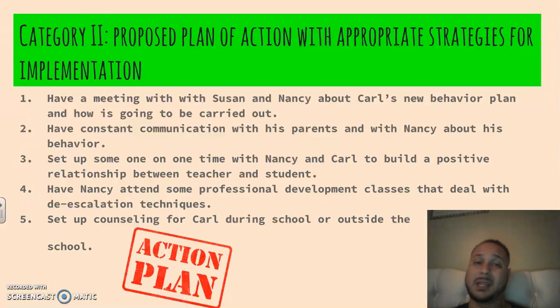Is it happening every single day? So we have to keep constant communication. The third one is to set up some one-on-one time with just Carl and the teacher, to see if we can build a positive relationship with the student and the teacher. Sometimes Carl just doesn't have any type of relationship or interaction with Nancy, so maybe if we set up some time alone with them so they can talk and maybe relate to some things, maybe things will change.